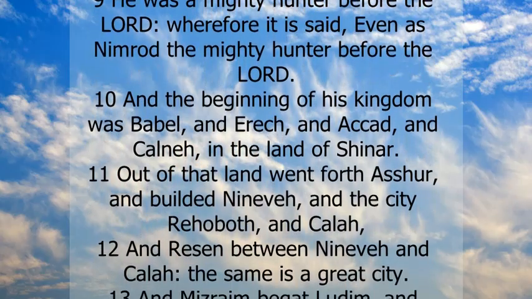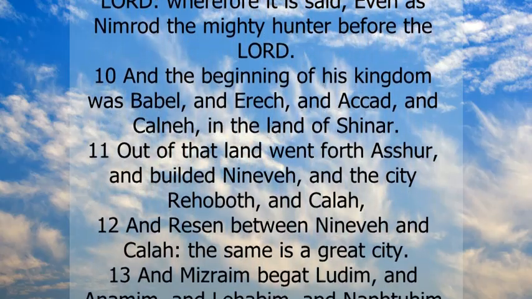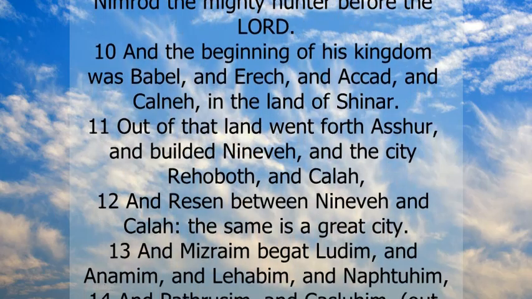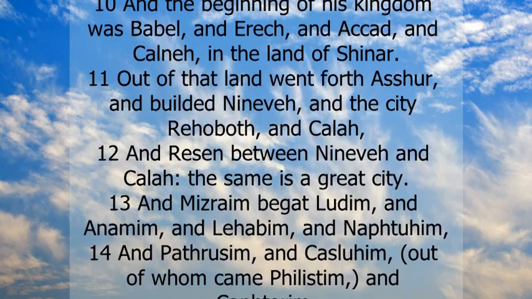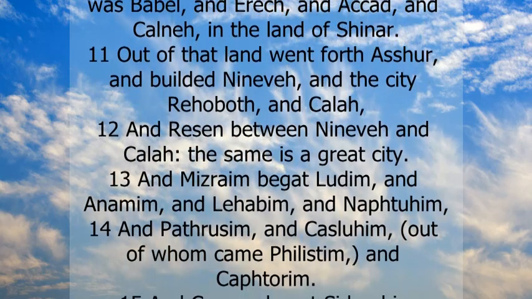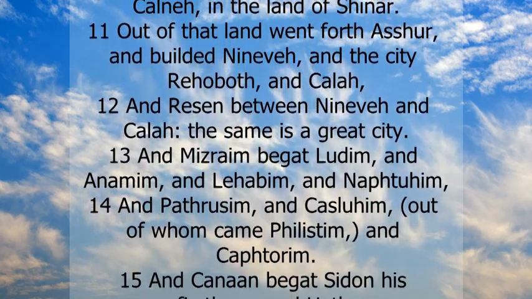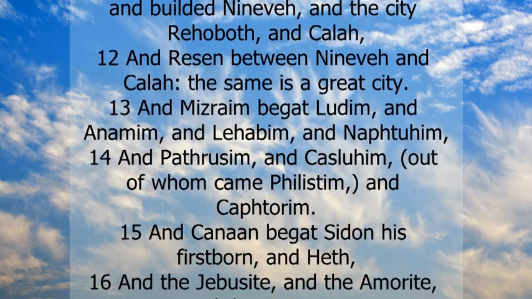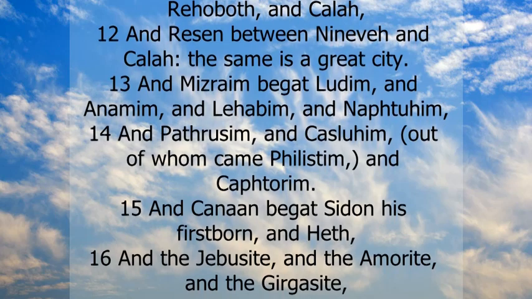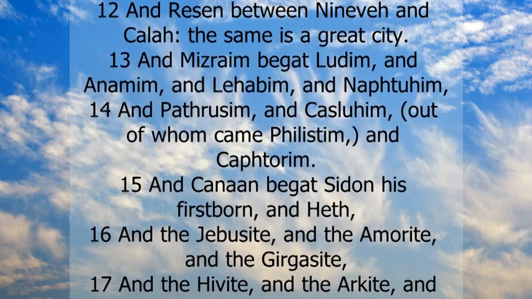Out of that land went forth Asshur, and builded Nineveh, and the city Rehoboth, and Calah. And Resen between Nineveh and Calah, the same is a great city. And Mizraim begat Ludim, and Anamim, and Lehabim, and Naphtuhim. And Pathrusim, and Casluhim, out of whom came Philistim, and Caphtorim.